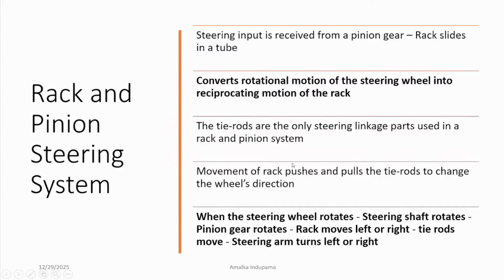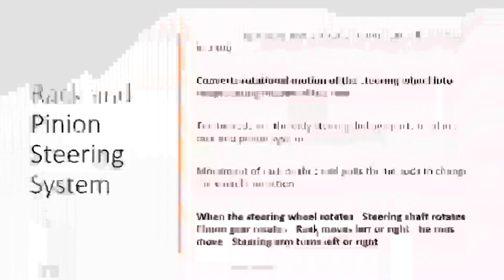And at the tie rod end, we have a ball joint, so the ball joint allows some extensive motion of the steering knuckle. When the steering wheel rotates, the steering shaft rotates, and the pinion gear rotates. When the pinion rotates, the rack moves left or right based on the requirement.